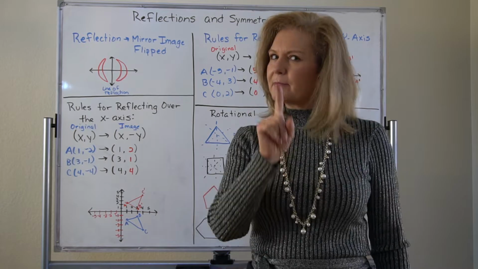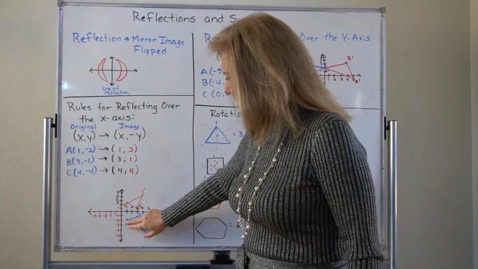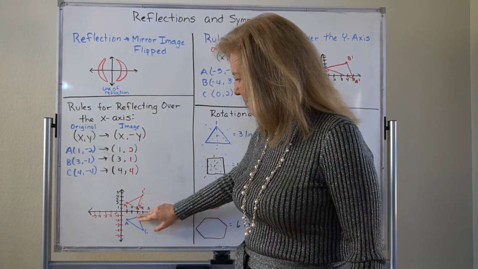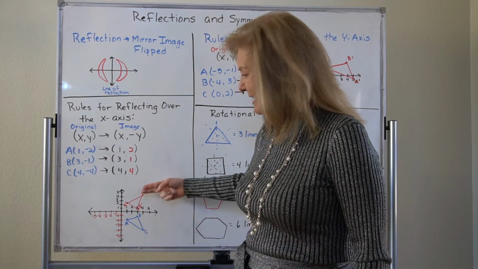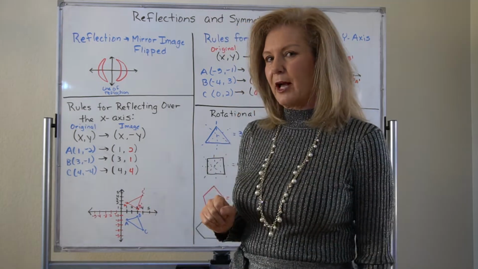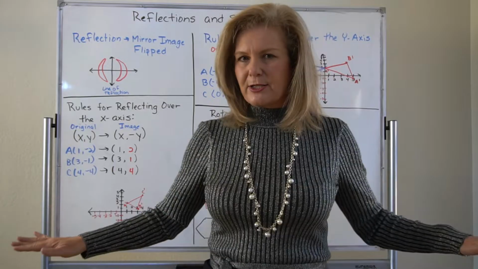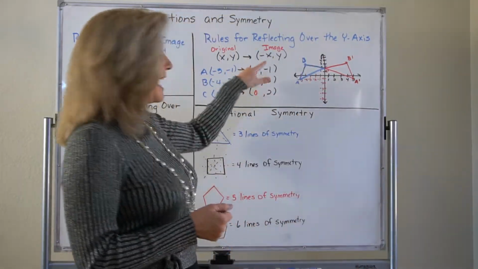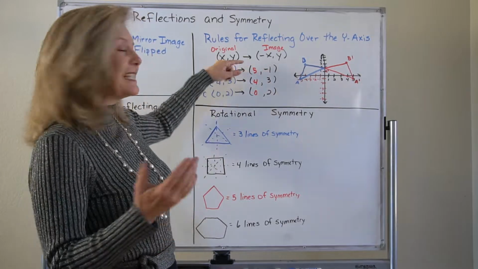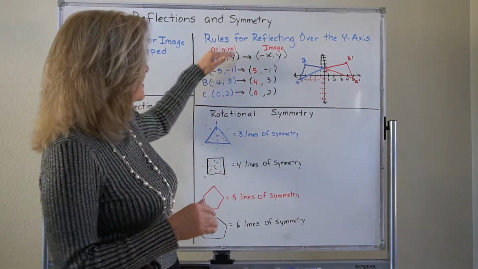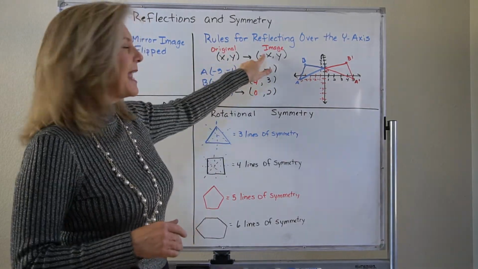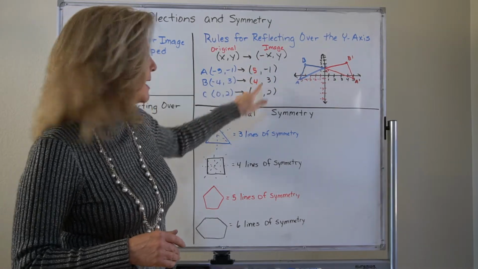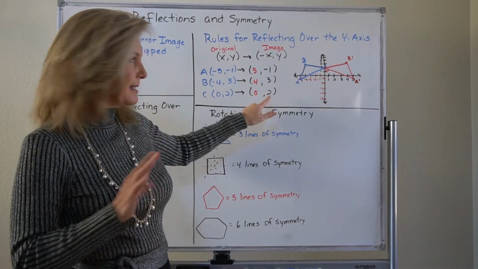Now check the flip. Did it go opposite? Well, A, A', B, B', C, C', it absolutely went opposite. But sometimes they don't want us to go over the x-axis. Sometimes they want us to go over the y-axis. So if that's the case, then it's the opposite rule. So I'm given my original, my x is going to go opposite, my y is going to stay the same.